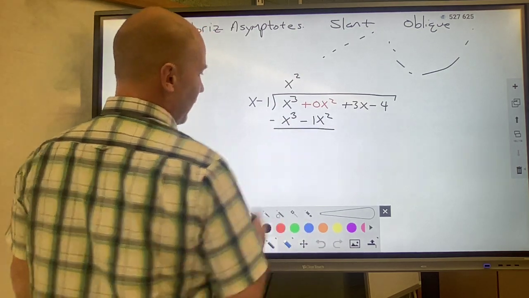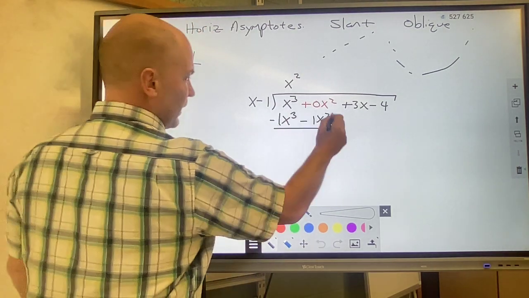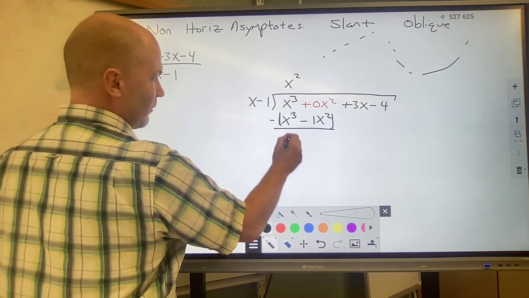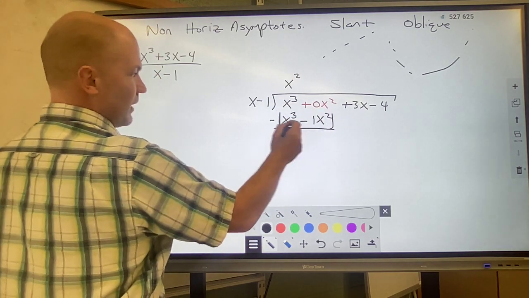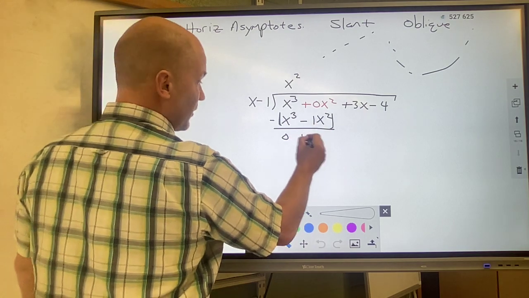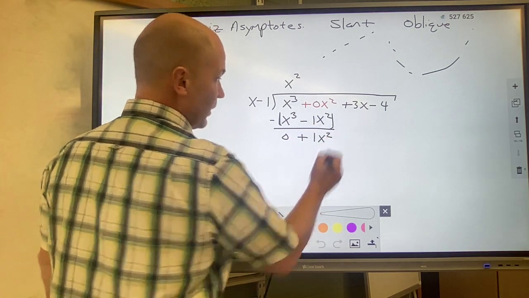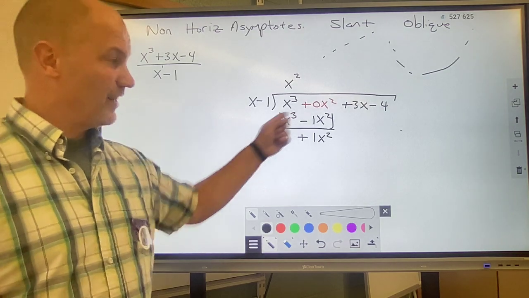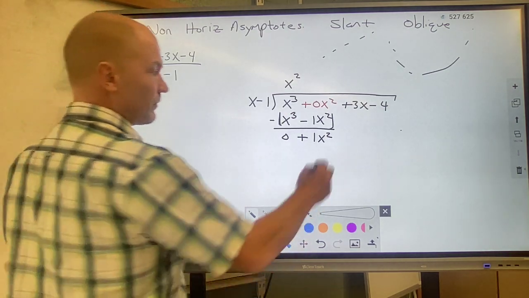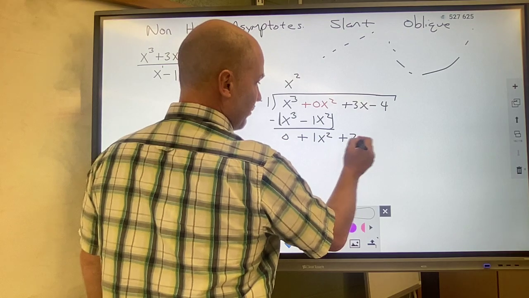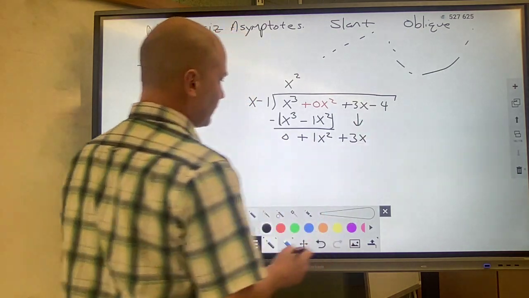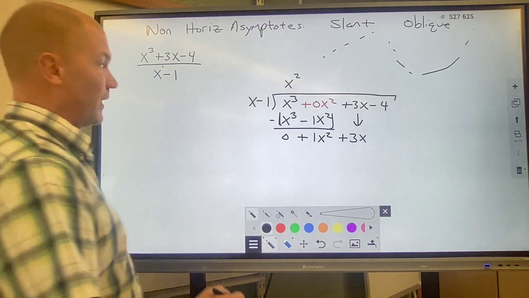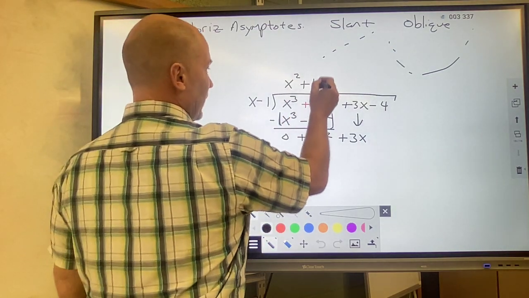And now I subtract. Right? I'm subtracting that whole thing. X cubed minus x cubed is 0. 0x squared minus negative 1x squared is positive 1x squared. 99% of the time when students make mistakes, it's in the subtraction area. So let's be careful. I bring down the 3x. How many times does x go into 1x squared? And the answer is 1x, plus 1x.